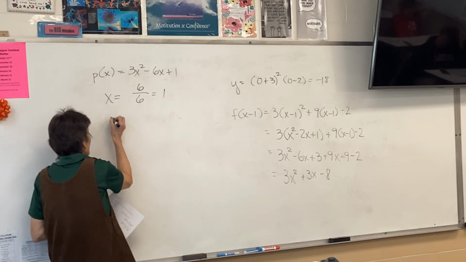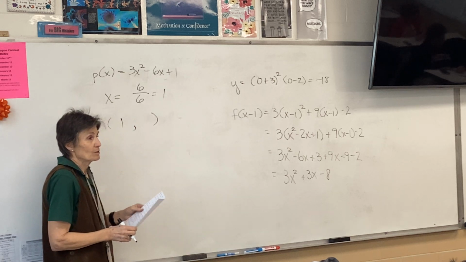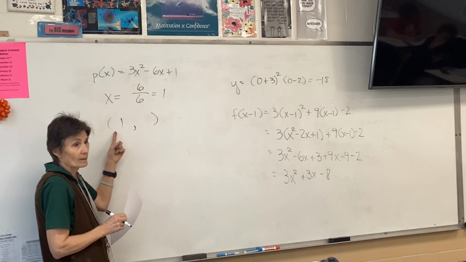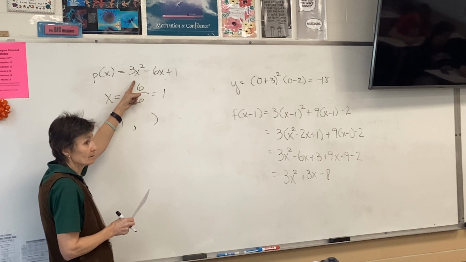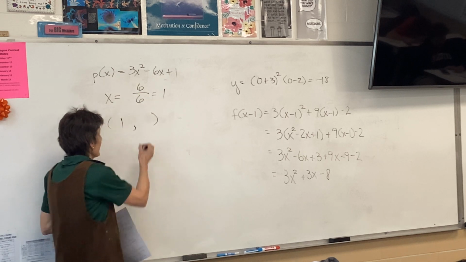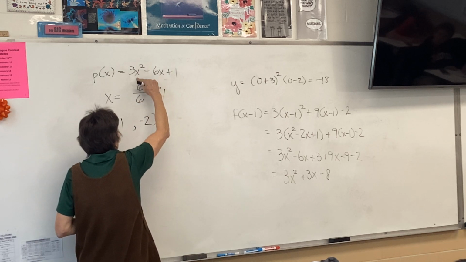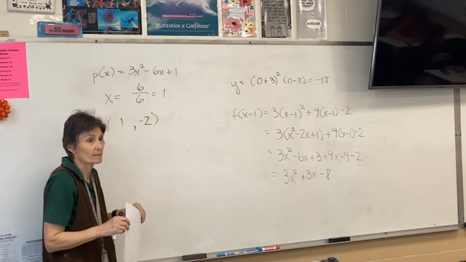Now, I need the vertex. The vertex is a point. Charlie's formula gave me the x. How do I find the y? Plug it back in. Is that negative 2 if I put 1 in here? Yes. So 3 minus 6 plus 1, yeah, negative 2, so there's your vertex.